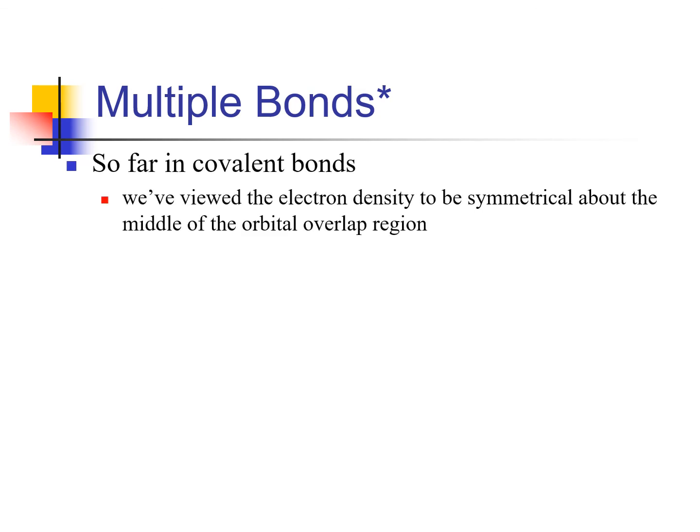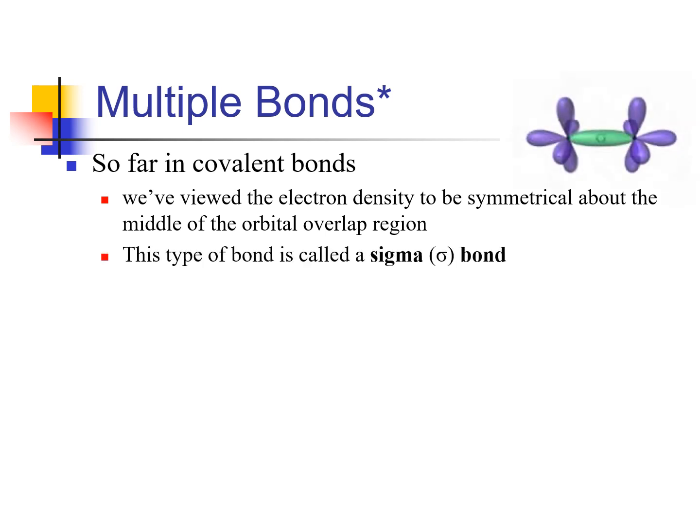Now, what's going on when we have multiple bonds? This is interesting. So far in covalent bonds, we viewed this electron density to be between the 2 atoms. We call that sort of bond a sigma bond. So that sigma bond is this overlap of those hybrid orbitals, and that's that overlap between the 2 atoms. Anytime you have a bond, there is a sigma bond. Single bonds are just a sigma bond.